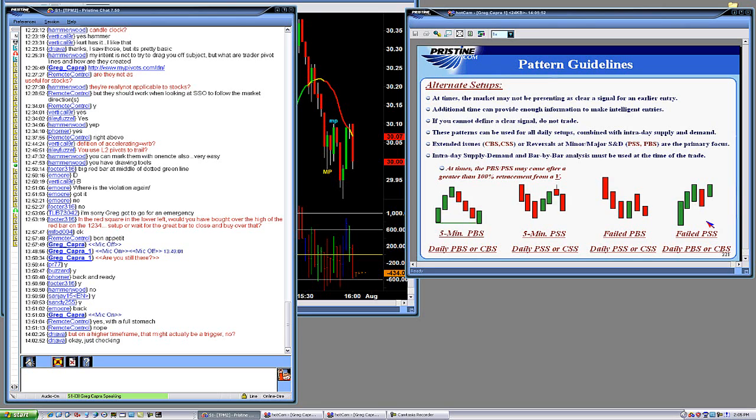And then we short it looking for a continuation move down. Or a daily buy setup would have failed PSS. So it started up, the 5-minute bar starts moving up, begins to pull back, probably a bottoming tail bar, and then a move above that bar's high to enter on the failed PSS.